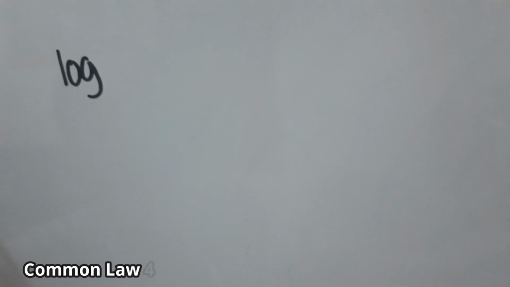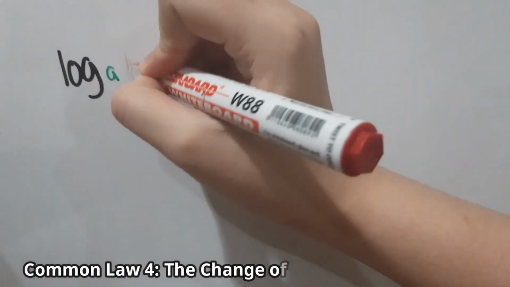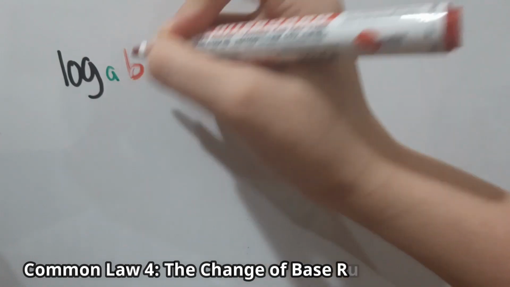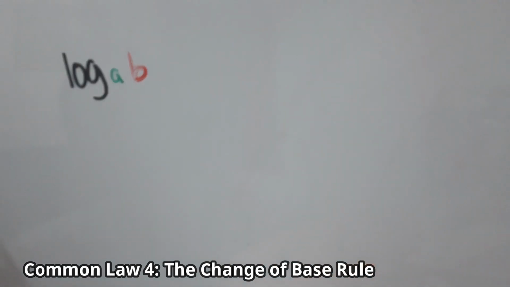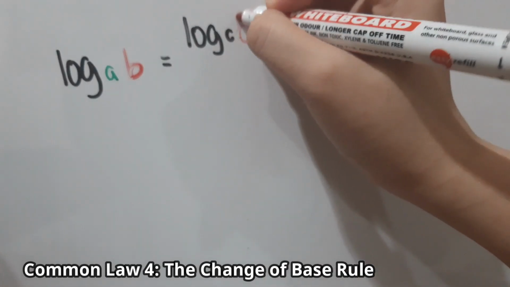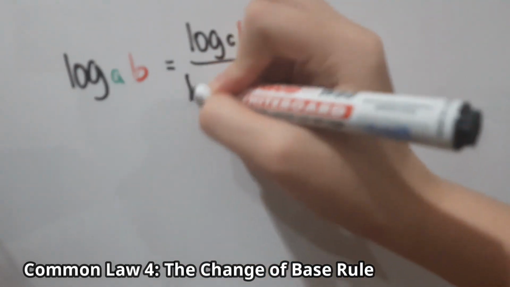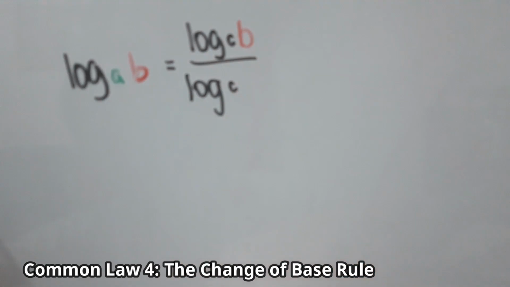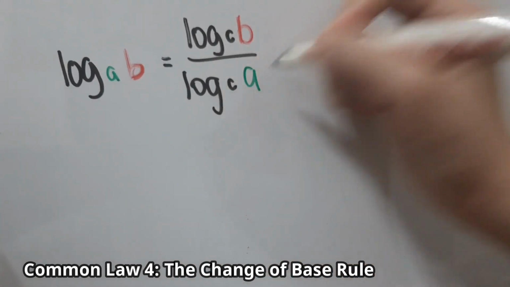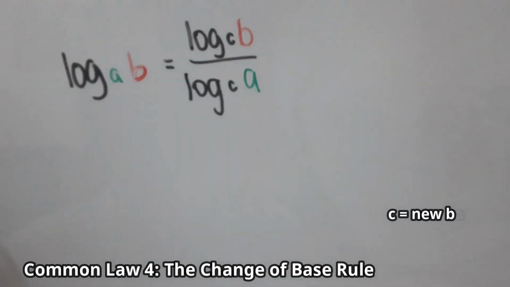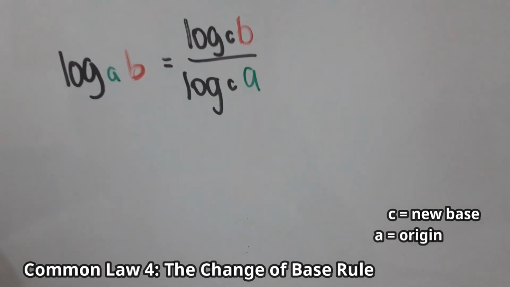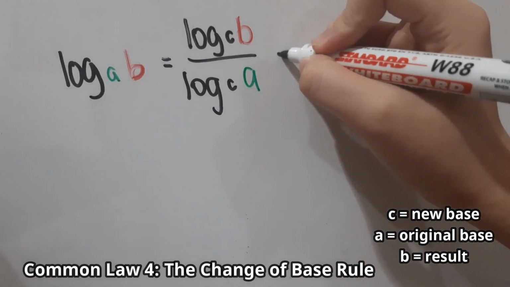Common law 4. The change of base rule. When you need to equate two logarithmic expressions with different bases, it requires you to change the base of at least one of the expressions. You can change the base into any positive number you think is suitable to simplify the expressions. You can change the base of a logarithmic expression by writing log base the new base of the result over log base the new base of the original base.